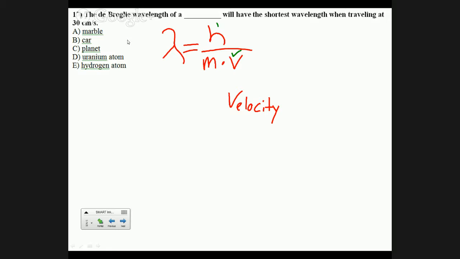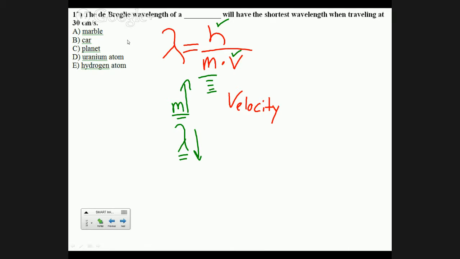So H is a constant. So the only thing that we're really examining is, well, what happens to the mass? As we increase the mass, what happens to the wavelength? We're increasing the denominator, so the whole thing's going to get smaller. So if mass goes up, the wavelength goes down, which makes sense, which is why things that you see every day, like your neighbor, don't look like they have a wave property to them, because they have kind of a high mass, so their wavelength is really small enough that you wouldn't notice it.